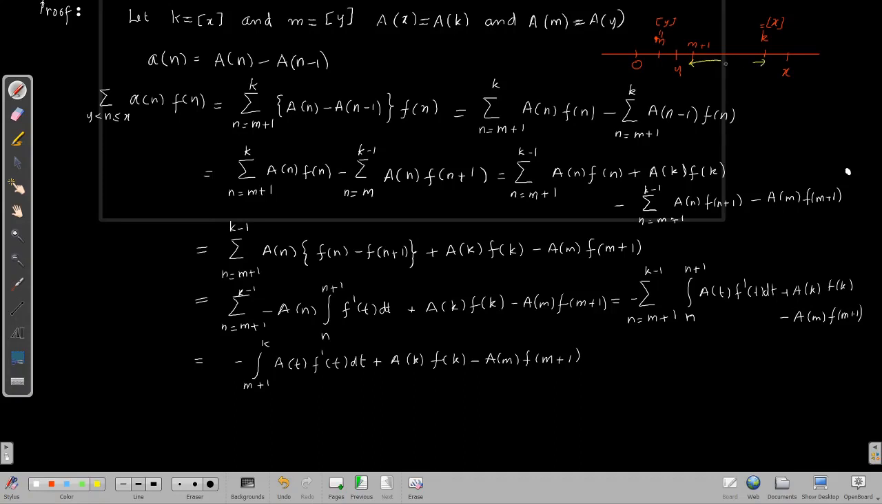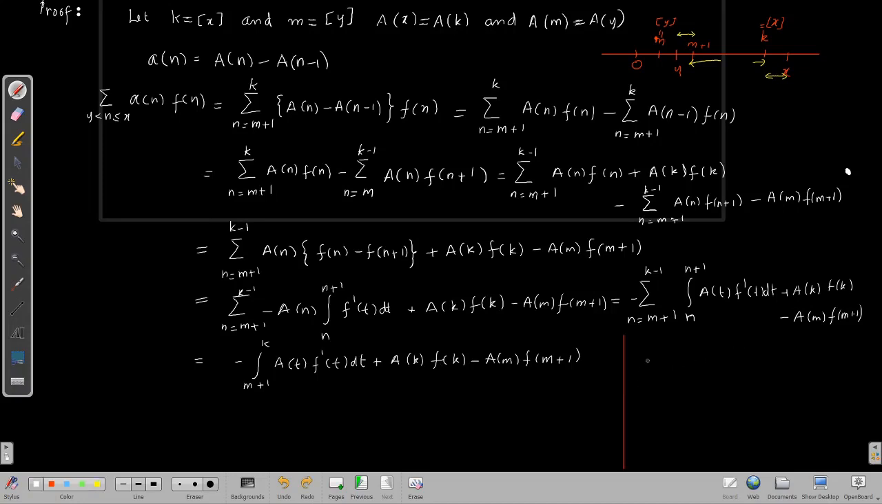So in order to get the integral from y to x, we need to incorporate two more integrals. The first integral is y to m plus 1, and the next integral is k to x. So we need to incorporate these integrals into this integral, then only we can directly convert that discrete sum into an integral, or continuous sum.